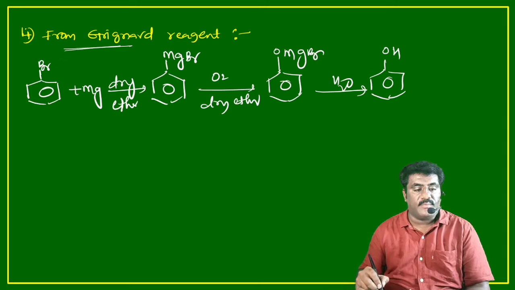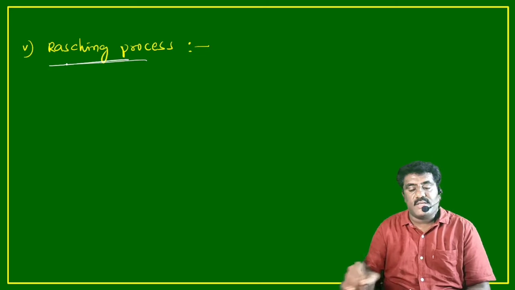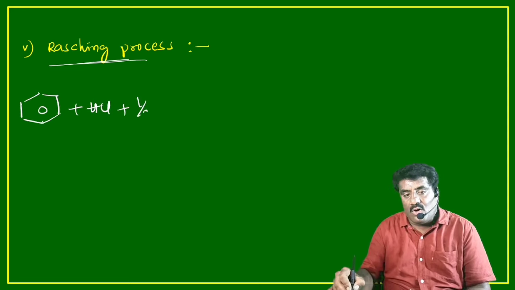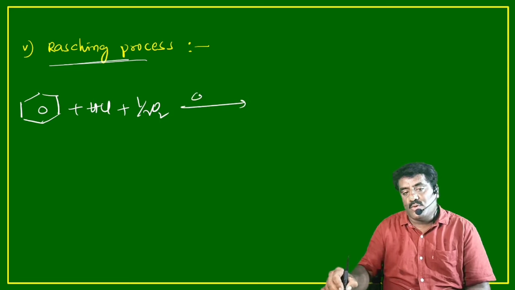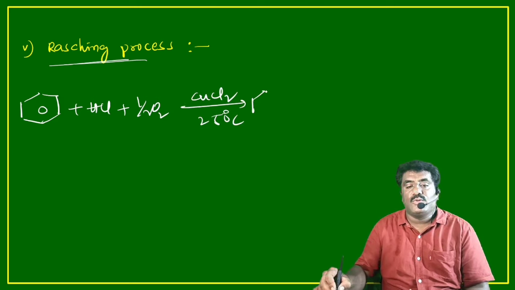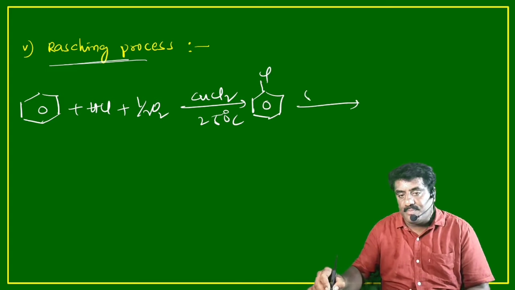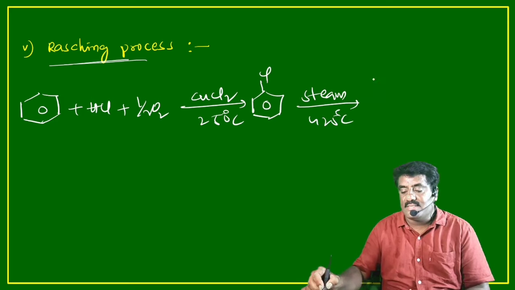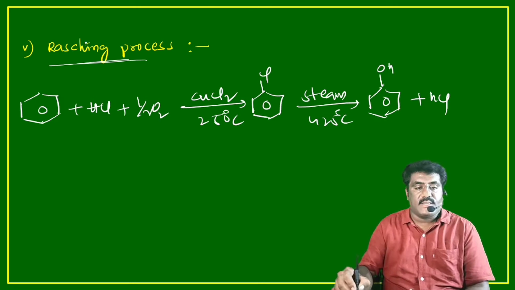Let's move on. Next method, Raschig process. What is Raschig process? Benzene in presence of hydrochloric acid and oxygen, in presence of copper chloride at 250 degrees Celsius, gives chlorobenzene. Chlorobenzene in presence of steam at 425 degrees Celsius gives phenol plus hydrochloric acid. It is the Raschig process.